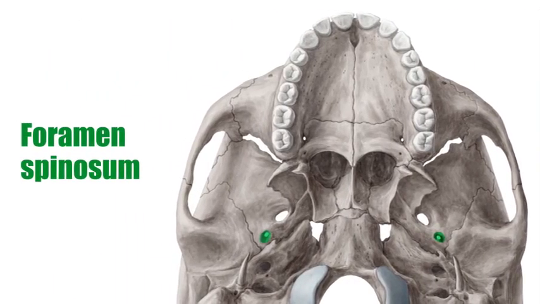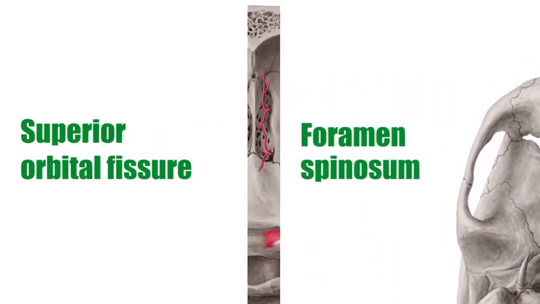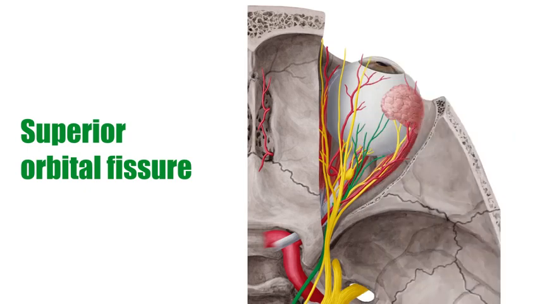The foramen spinosum, which is the opening for the middle meningeal vessels and the spinous nerve, lies at the posterior margin of the greater wings. Between the body, lesser, and greater wings is a large opening known as the superior orbital fissure, where numerous nerves and vessels pass through, including the superior ophthalmic vein, ophthalmic nerve and its branches, abducens nerve, oculomotor nerve, and the trochlear nerve.